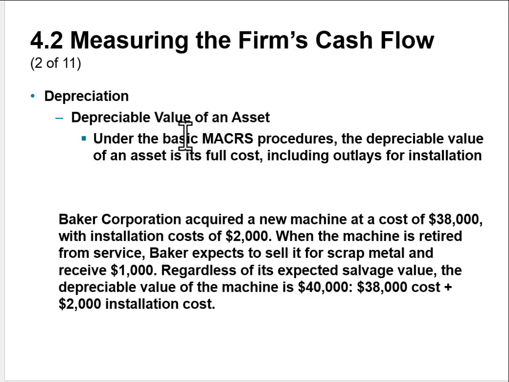So the depreciable value of an asset under MACRS is the full cost, including any outlays for installation. So for instance, if you have to ship the asset across the country, the freight cost is part of installation. It's part of the full cost of the asset. So that's included. So here we have a company, they got a new machine that costs $38,000.